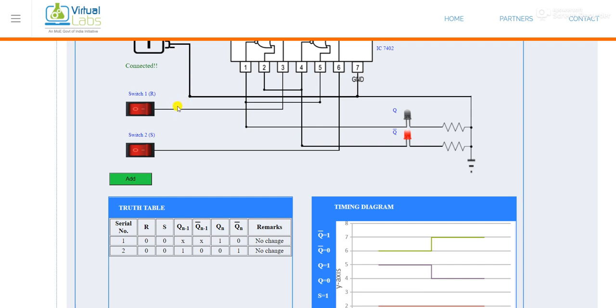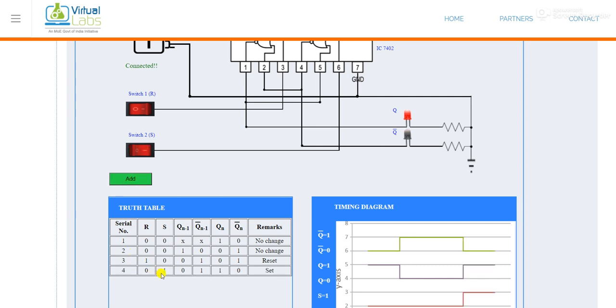Now we will check the second condition, that is R equal to 1, S equal to 0. So for R equal to 1, S equal to 0, your complement will be high and real output Qn will be 0. So this is reset condition. Next condition is S equal to 0 and R equal to 1. So we have already covered it. Next is R equal to 0 and S equal to 1.